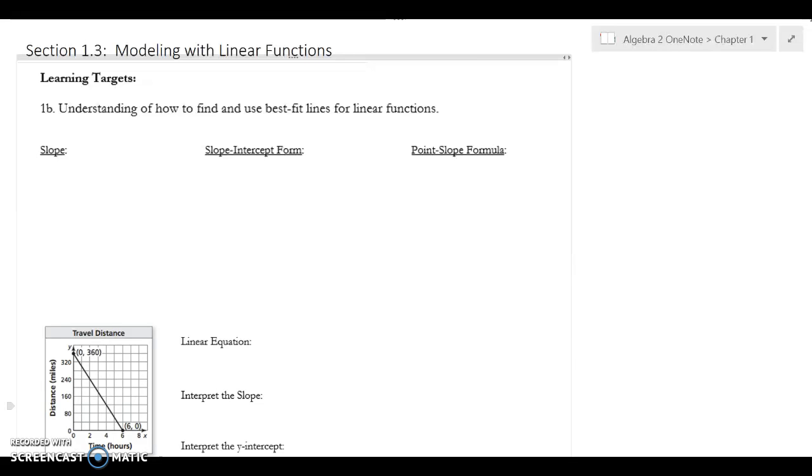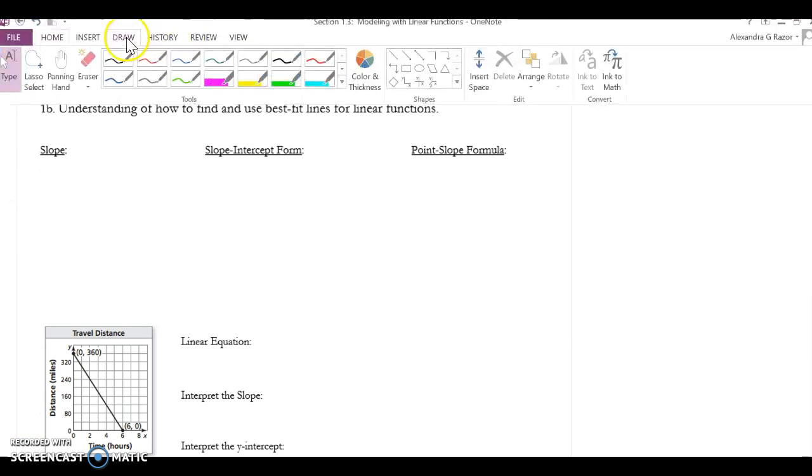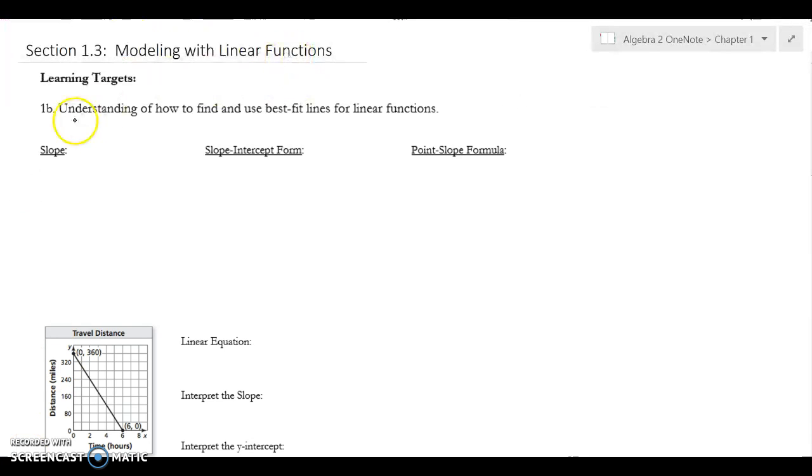Right, what we're working with today is modeling linear functions, and so these are things that are more word problems and more data that we look at and trying to create linear functions from it. And really we're going to focus on best fit lines. The first thing we're going to do is learn how to do it by hand when we're given specifics from a graph.